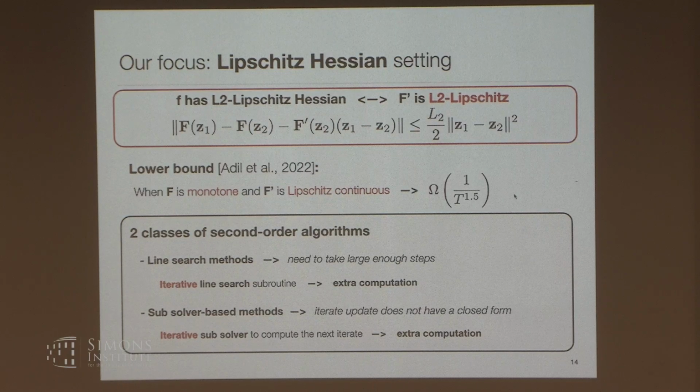The downside of line search is that every iteration you need to do some iterative scheme to compute a good step size for your method, and this requires additional computation of f and its derivative. The second set of methods is the subsolver based methods. These methods do not have a closed form solution to compute the next point. You actually need to solve an optimization problem to go to the next one. Since there's no closed form, you need to use subsolvers, and this is where the extra computation comes into play. So both of these methods are capable of achieving this rate, but every iteration, they're doing some additional work. And we want to avoid it.